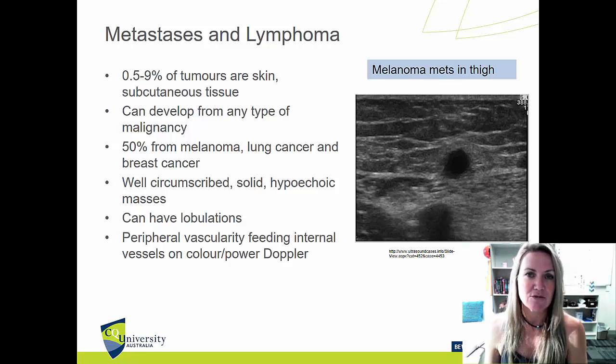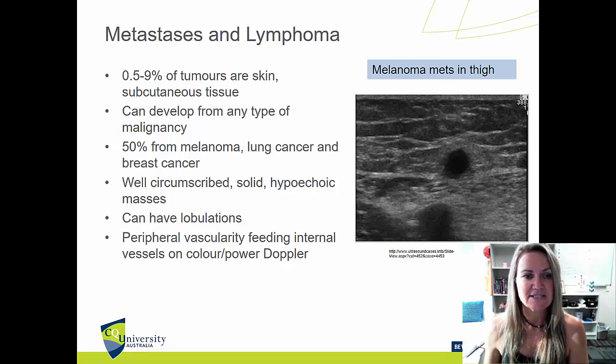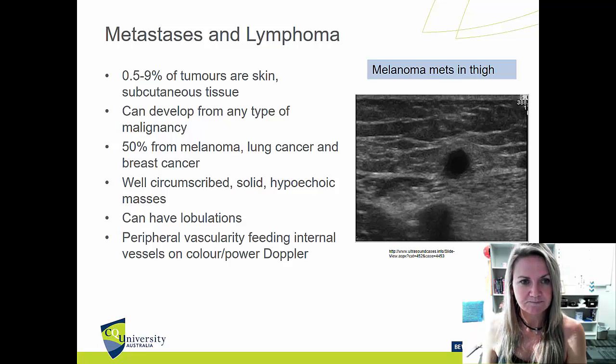Keep in mind though that that patient may have absolutely no idea that there might be a primary tumour somewhere else. 50% that we're going to see in the superficial area is going to be from melanoma, from the skin, lung cancer and breast cancer, and they're the most typical that we're going to see coming out into the skin. Well circumscribed, they're solid, not compressible, and they're hypoechoic masses. They can have those lobulations as well, and they will have that vascularity, generally peripherally, and the feeding internal vessel, which we've talked about with the lymph nodes.